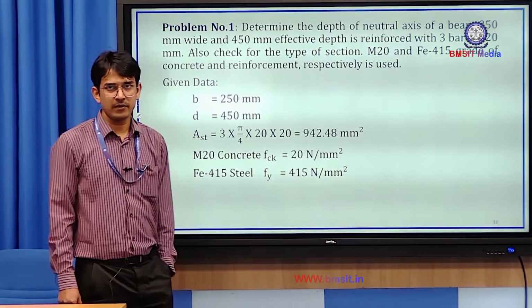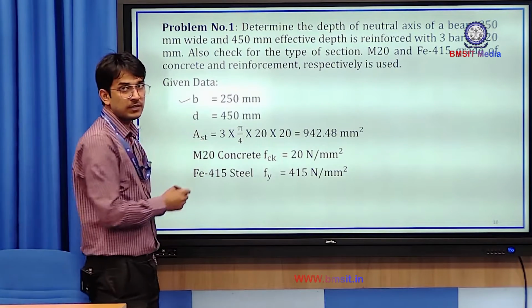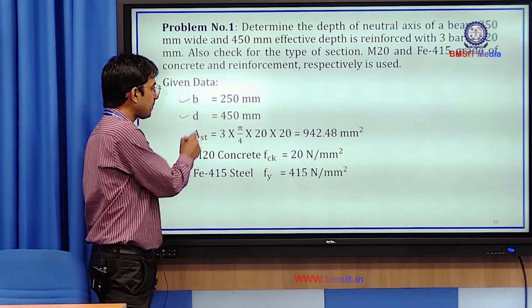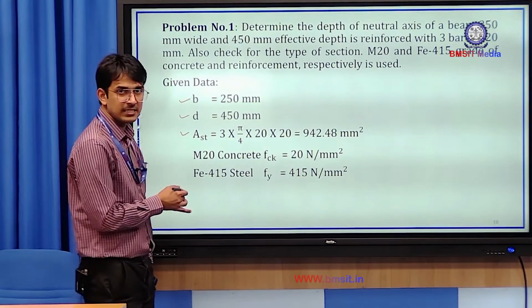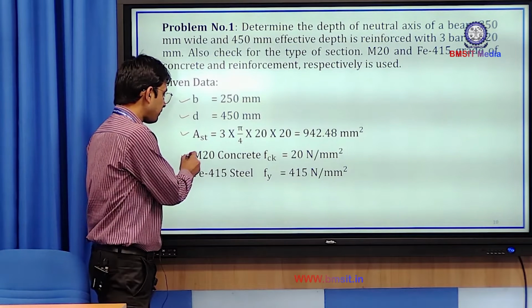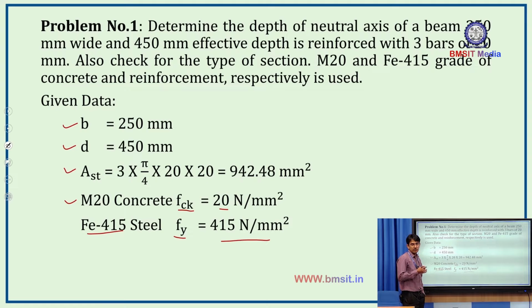So this is the given data we have. The width is 250 mm. After that, the effective depth, small d, is 450 mm. AST is 3 bars of 20 mm diameter, so we can easily calculate the AST. Then for M20 grade of concrete, the characteristic strength is 20 Newton per mm square. And for Fe415 steel, the yield strength Fy is 415 Newton per mm square. So this is how I start the solution, first writing the given data with the units.